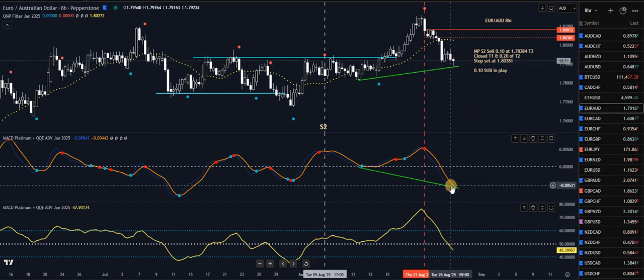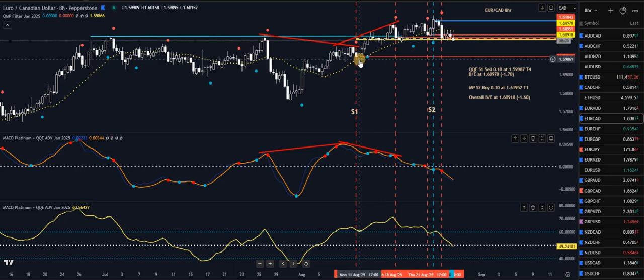If we do get a blue dot on the MACD platinum, I'll do another partial close on this because I've still got 0.1. And if we get a buy signal, I'll definitely take a buy on that if that hidden bullish divergence is still valid. So can't lose on the Euro Aussie, looking good.